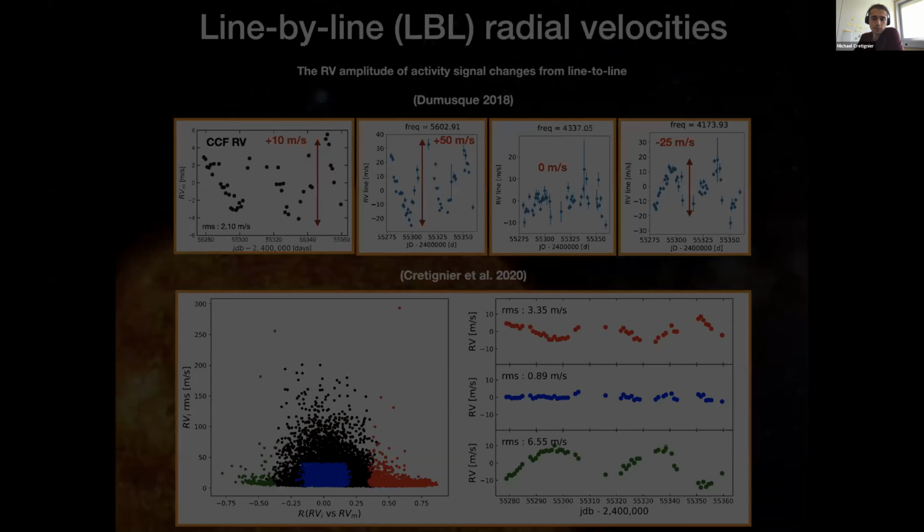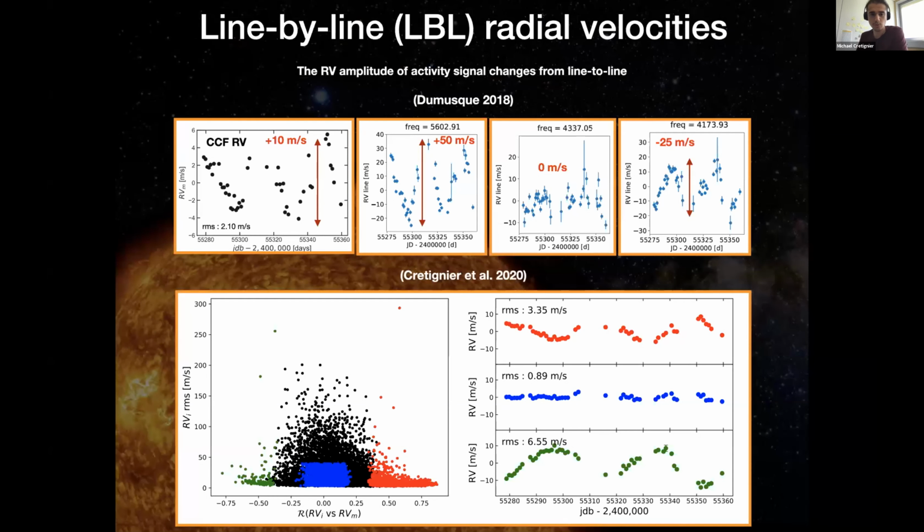Based on that conclusion, my supervisor, Xavier Dumusque, actually proposed that we try to really measure the line-by-line radial velocity. So not to measure the radial velocity using all the stellar lines, as is commonly done with the CCF, but really looking at each individual line.